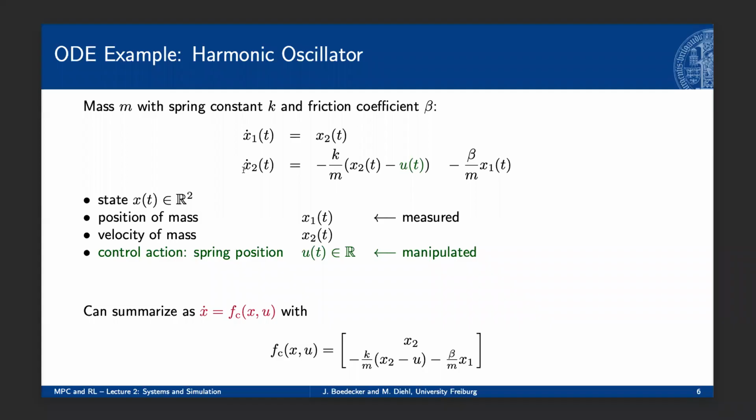X1 dot equals X2. X2 is the velocity, X1 is the position. Typically, we will only measure the position and not the velocity, right? And then the acceleration, which is X2 dot, is given by something that depends on the spring constant, and I can influence it with my manipulated variable U.